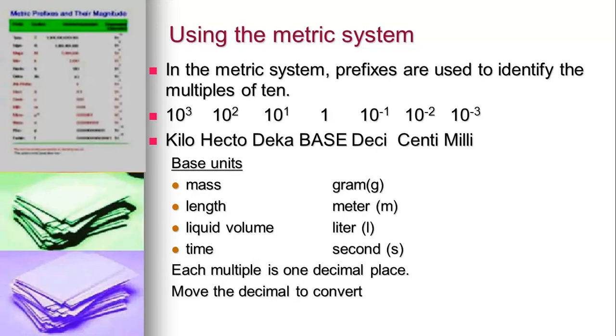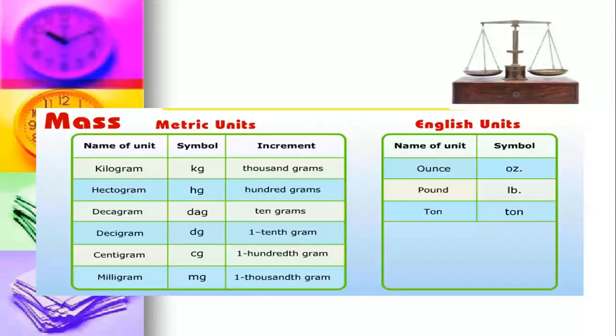So halimbawa, deci tayo to centi, magmumove lang tayo ng decimal and yun na yung conversion na ginagamit natin sa measurement. For mass, we have the metric and English units. Kapag ka-kilogram yung unit natin, ang symbol natin ay kg and yung increment natin ay 1,000 grams yon kapag ka-kilogram. So, ibig sabihin, 1 kilogram is equals to 1,000 grams.